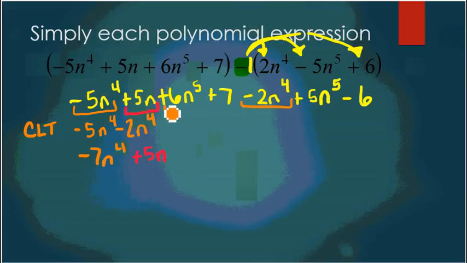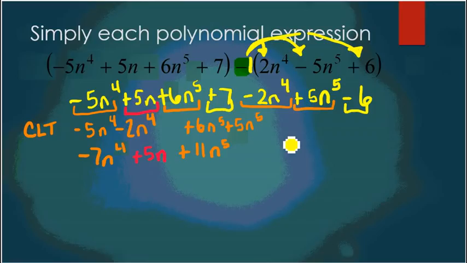Then we move on to 6n to the fifth. N to the fifth, n to the fifth. Oh, right here. So I have plus 6n to the fifth plus 5n to the fifth. 6 plus 5 is plus 11n to the fifth. And now we see that, hey, I got a plus 7 and a minus 6. So plus 7 minus 6, well, that's plus 1.